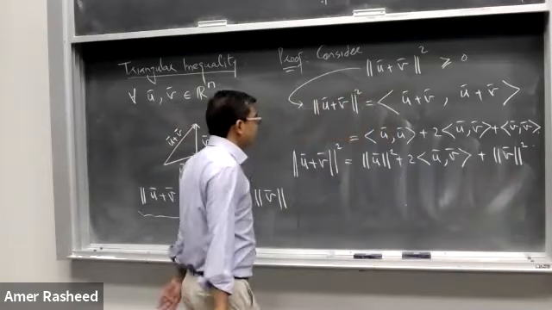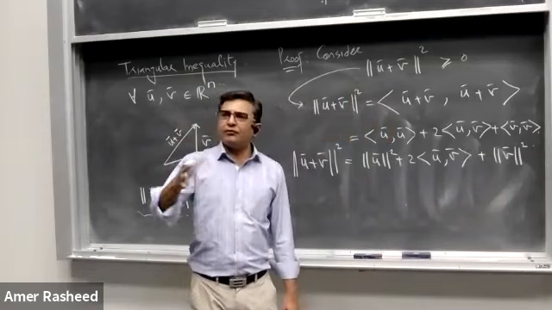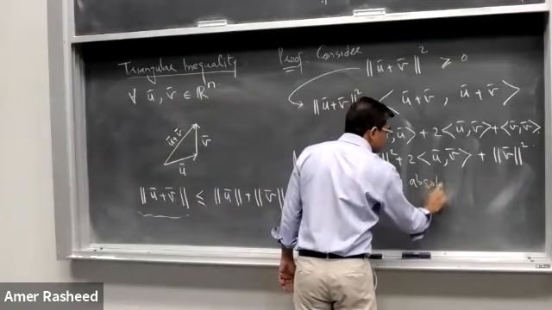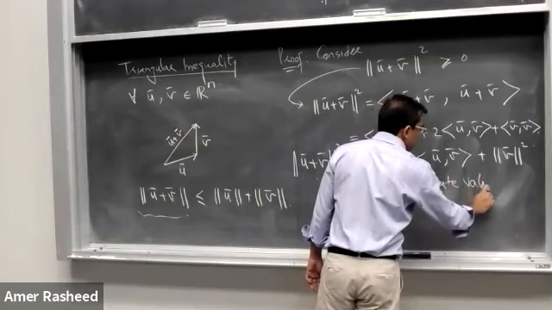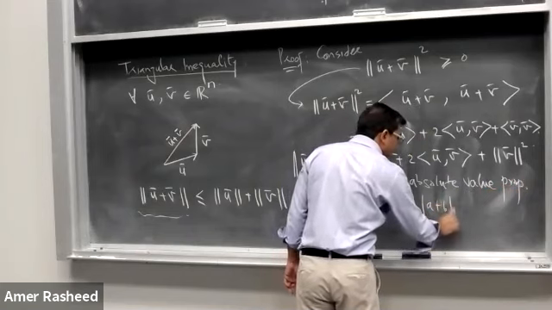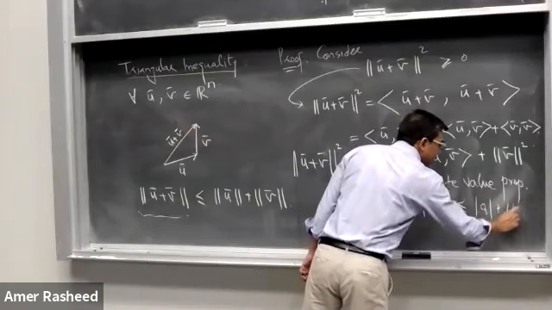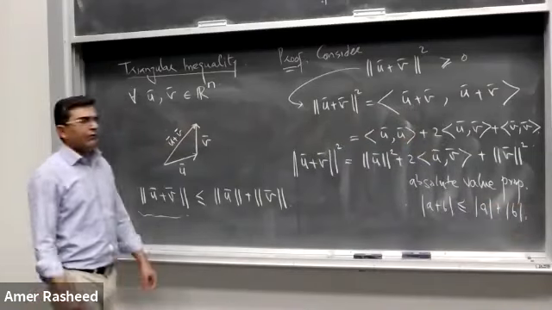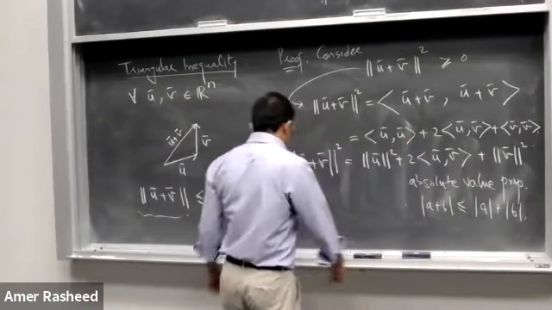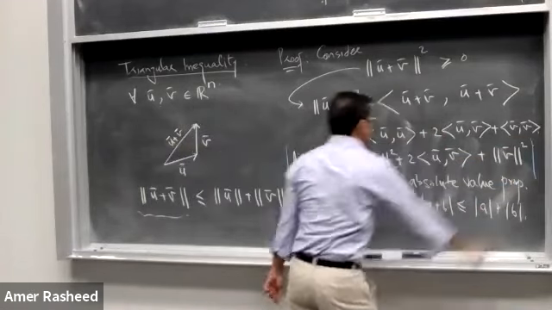Now you know the absolute value property of the sum of two numbers. What is that absolute value property? The absolute value of the sum of two real numbers is less than or equal to the sum of their individual absolute values. This is the absolute value property. Now we are going to use the absolute value property here, and take absolute values on both sides.